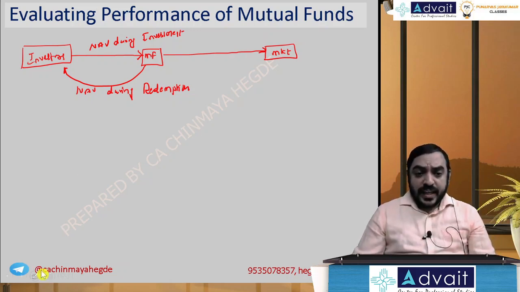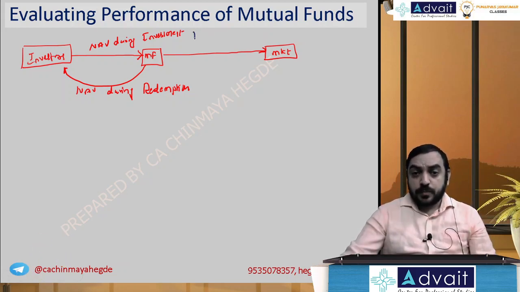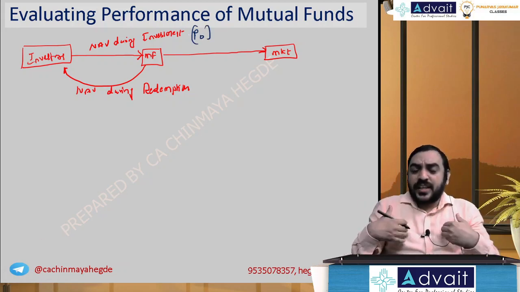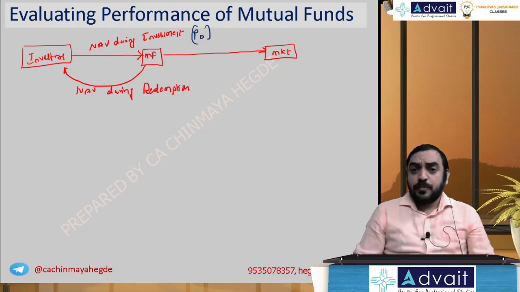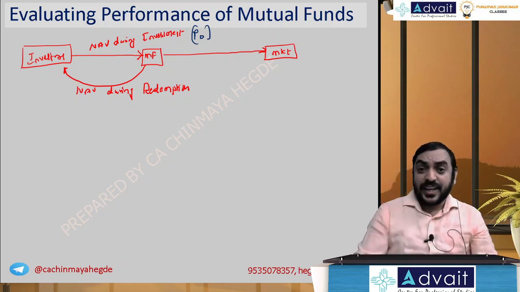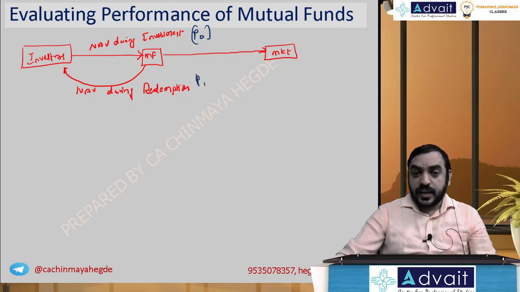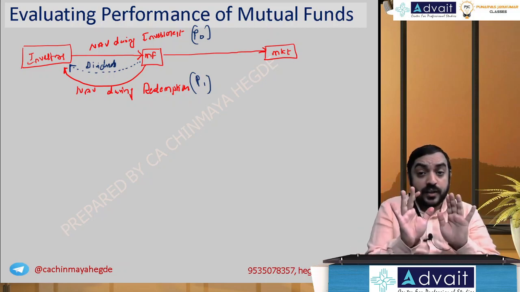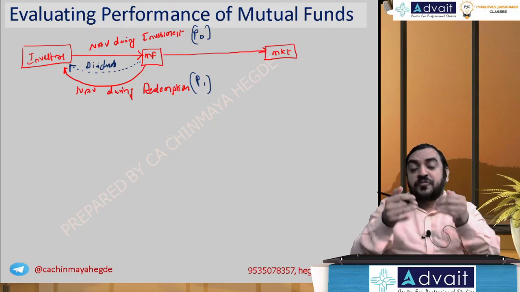Okay, so this NAV during investment, we will take it as P0. I know NAV is not price, but effectively that is a unit price, right, for investment. Number of units into the price per unit, value per unit, that is NAV during investment. So for return calculation from the investor's point of view, we take P0, and NAV during redemption, I will take it as P1. And during the interim period, there might be some dividend distributed by the mutual fund to investors.